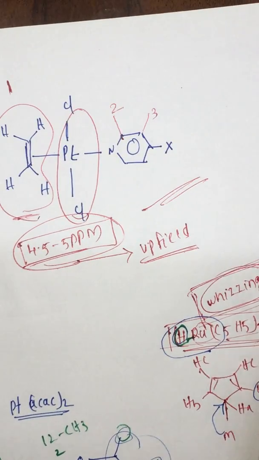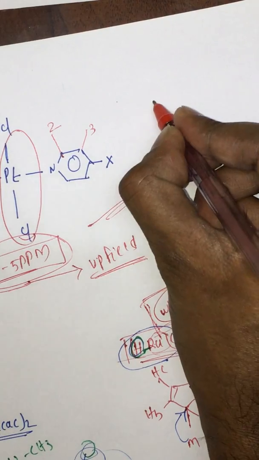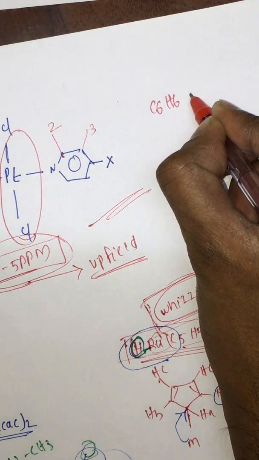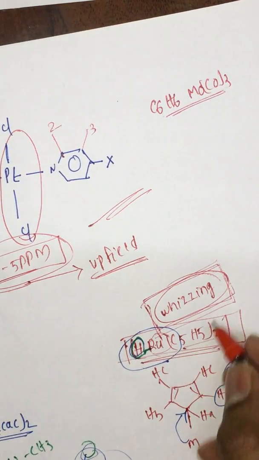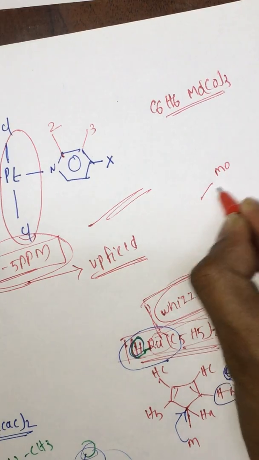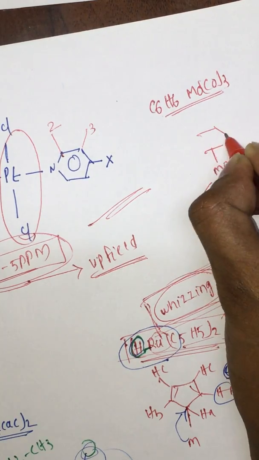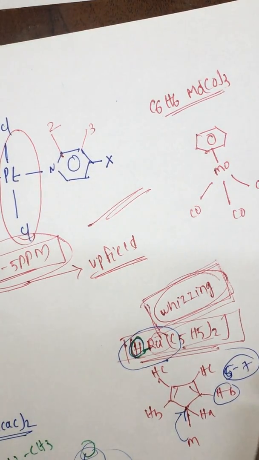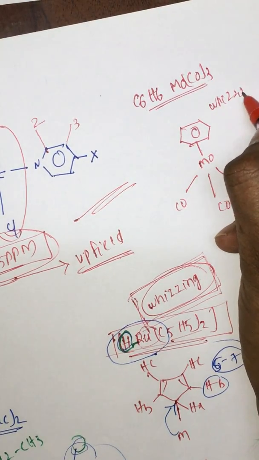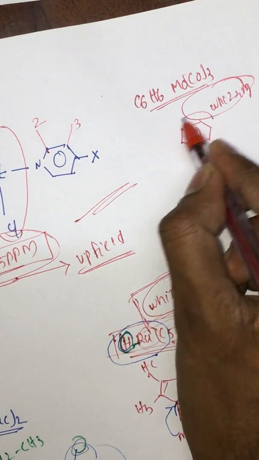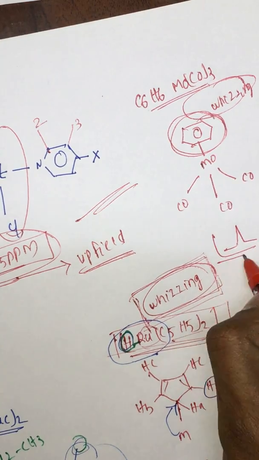And next we have this question. I think it was asked before in a CSIR exam: C6H6Mo(CO)3. The complex structure looks like this. Here also we can see the concept of wedging. Because of the wedging, all these protons will give only one signal, so we will get a singlet here.